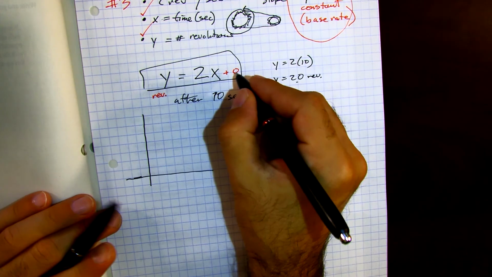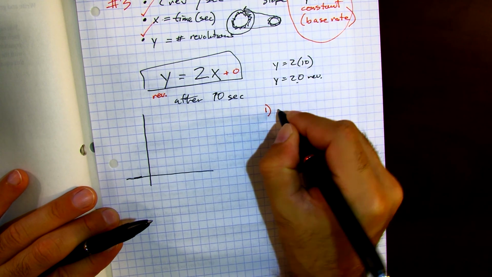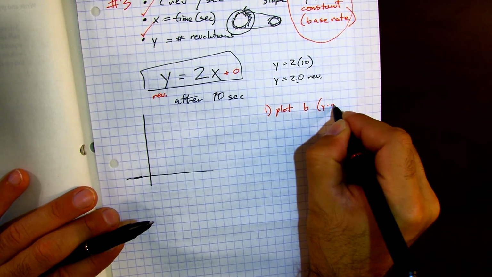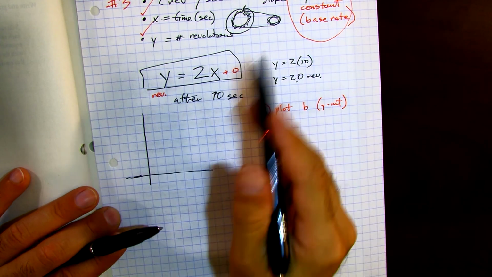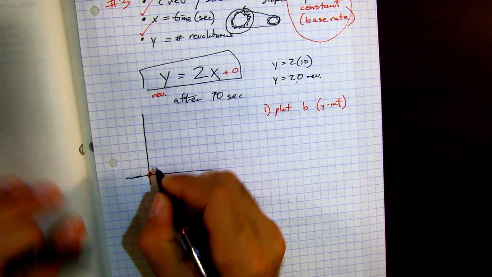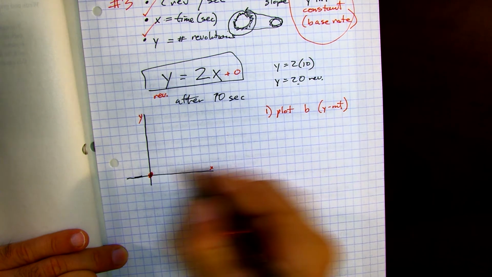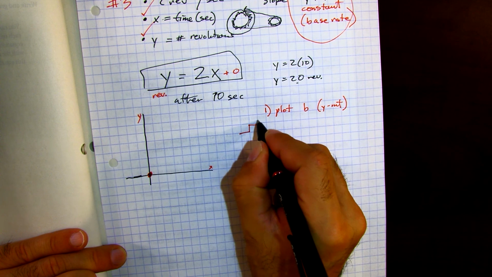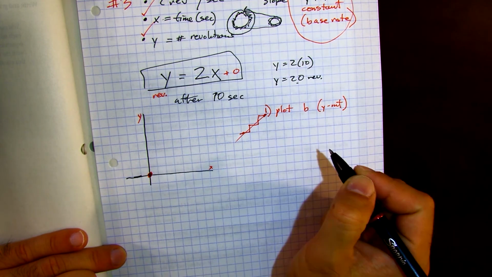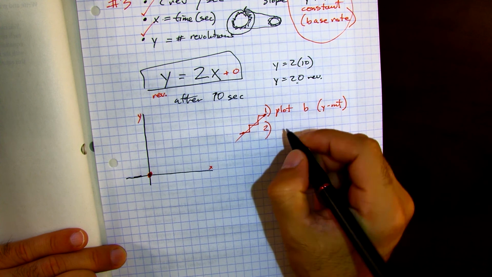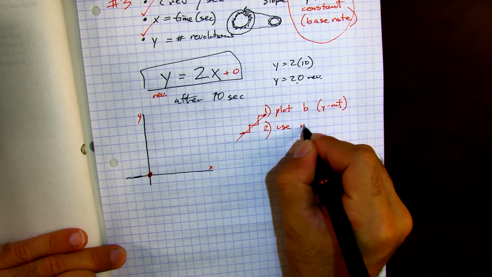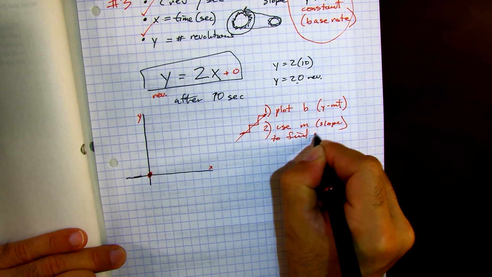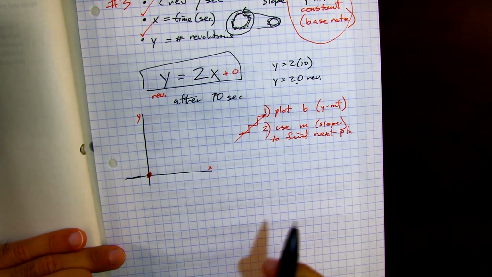Good. Okay, so look, first step, step 1. Plot your b. That's the y-intercept. The b, in this case, is 0. Watch. Here's my y-axis, here's my x. The first step is just to see where you're starting. This is the starting point, and then we're going to use our slope to find our next point, and then make our line. So number 2 is going to be, use m, the slope, to find the next point.